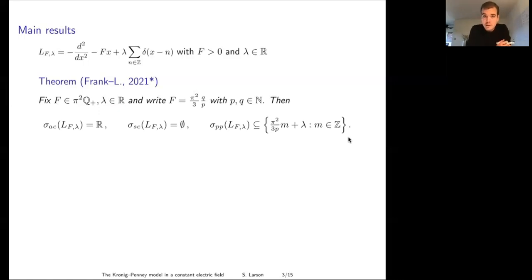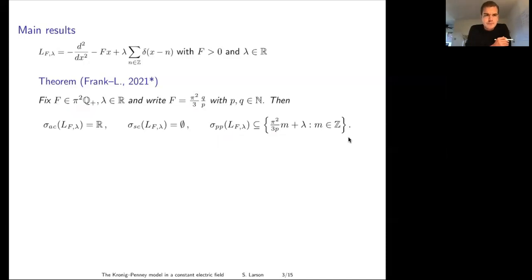So that's like in the Stark case. We have no singular continuous spectrum. We might have a bunch of eigenvalues, but we don't know precisely where these eigenvalues might be. They can only be placed on some subset of a lattice. And that lattice can be written explicitly if we write f as pi squared over 3 times q over p, where q and p are natural numbers, which we can due to the rationality assumption, then we might have pure point spectrum in this lattice here, where m ranges over the integers.